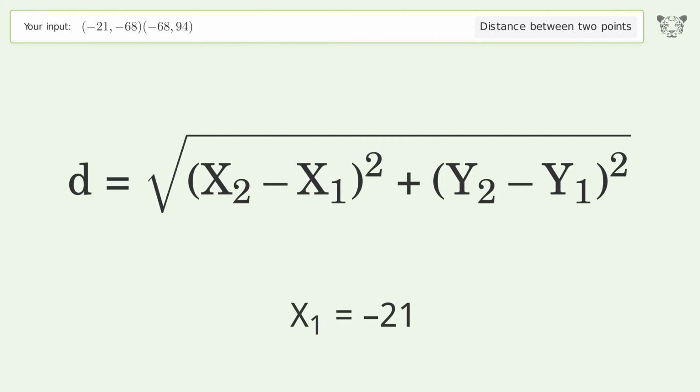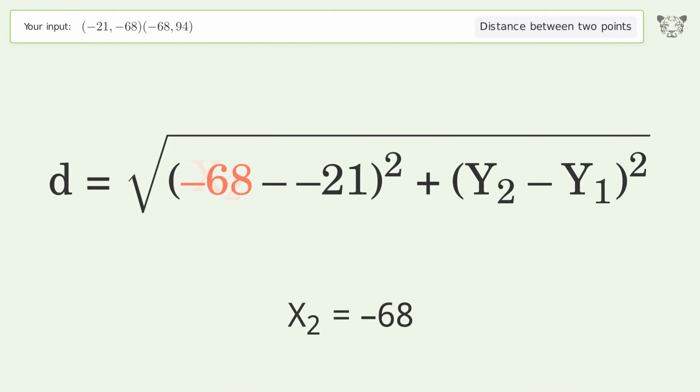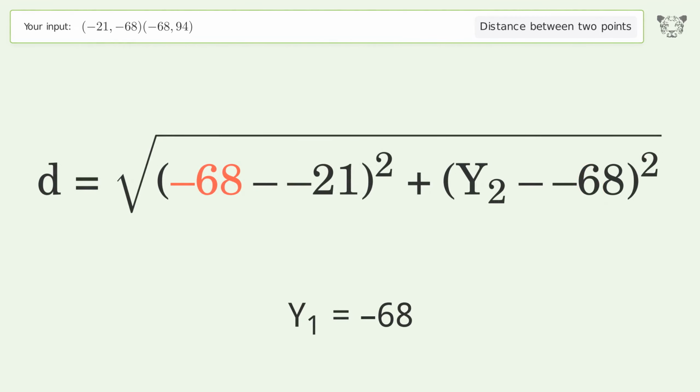x1 equals -21. x2 equals -68. y1 equals -68. y2 equals 94.